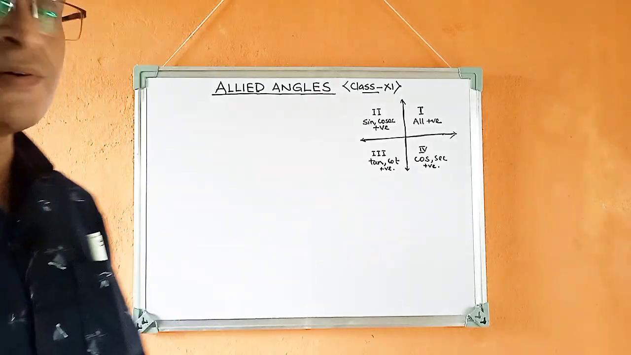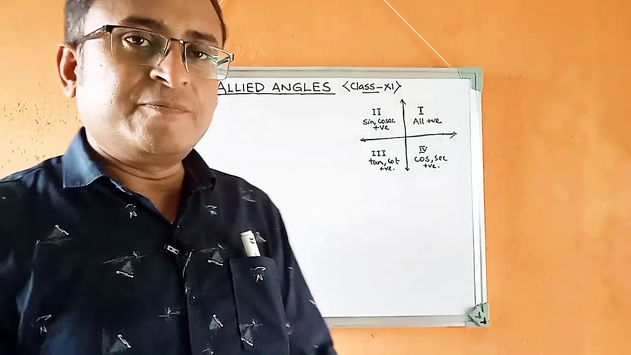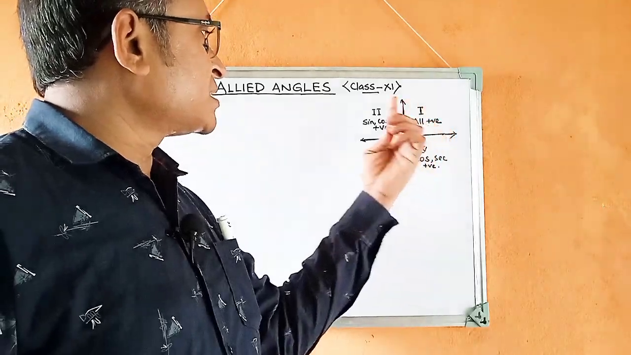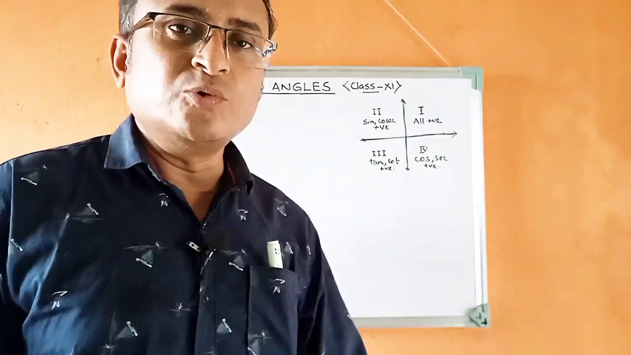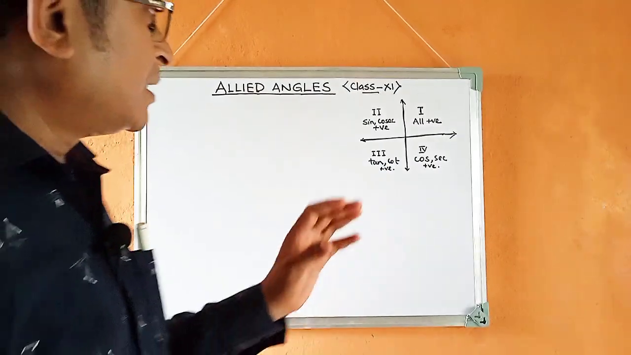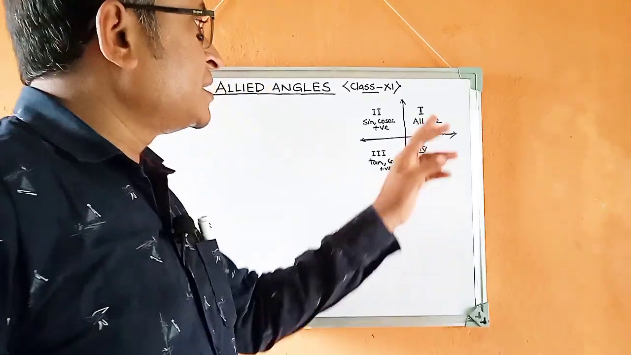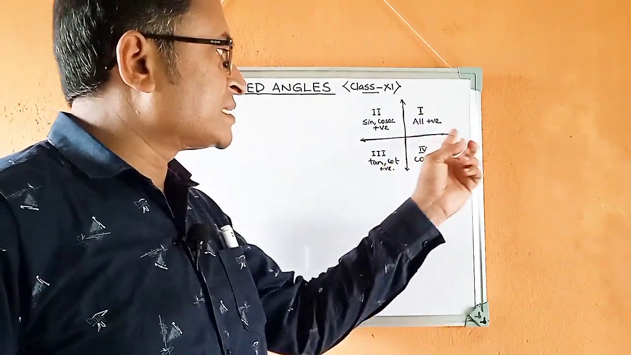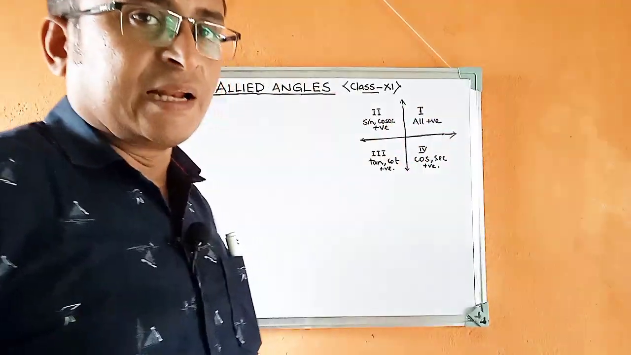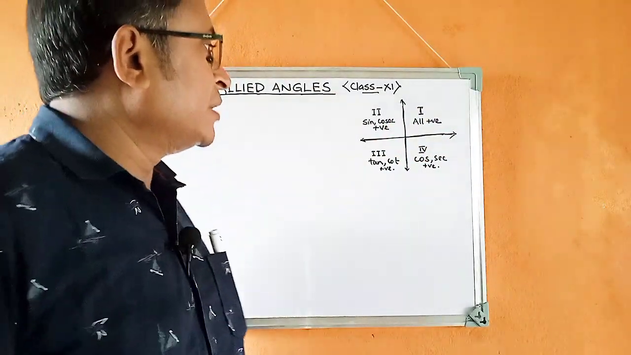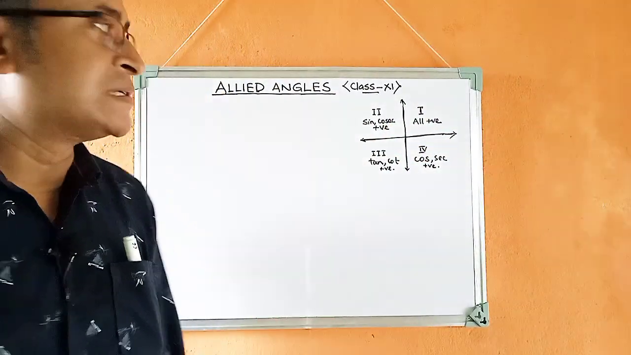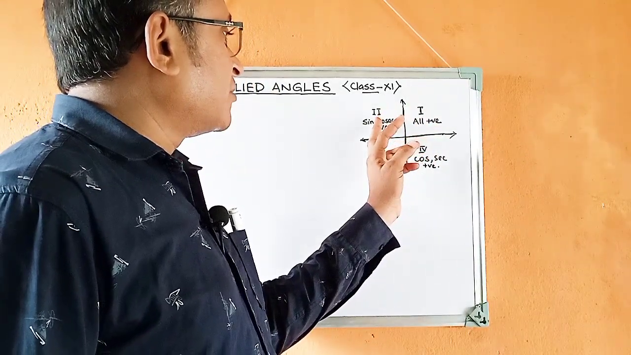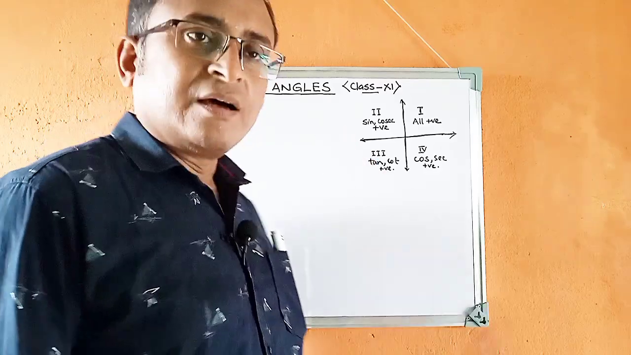First of all, see, we divide the plane into four quadrants using two perpendicular lines. This is the first quadrant. We rotate anti-clockwise from this line, because, as all of you know, the positive direction means anti-clockwise direction. This is the first quadrant, this is the second, this is the third, and this is the fourth.